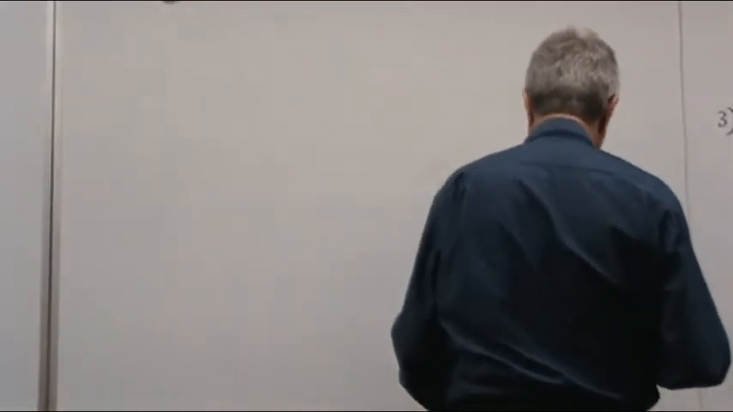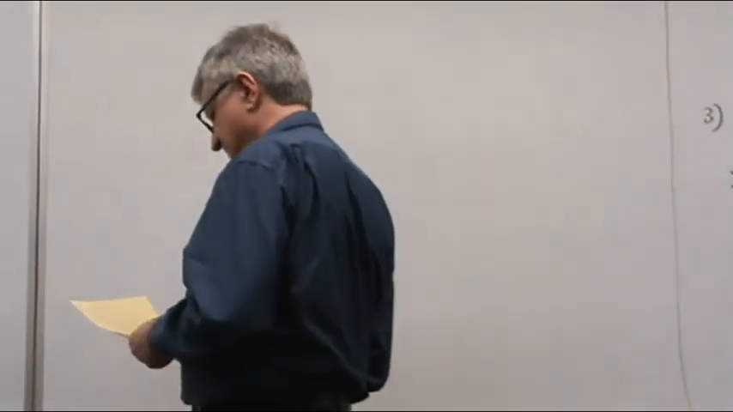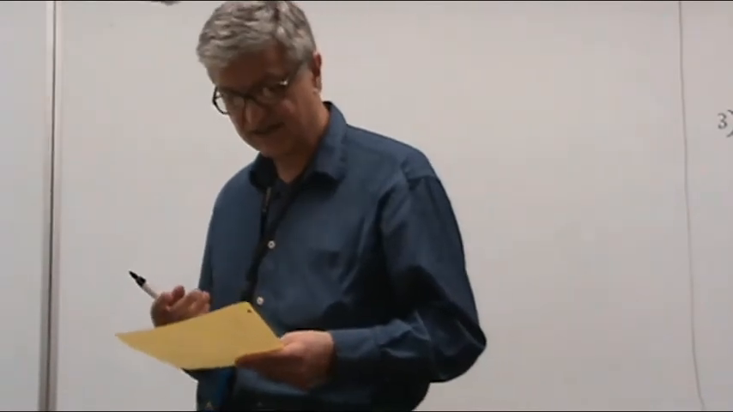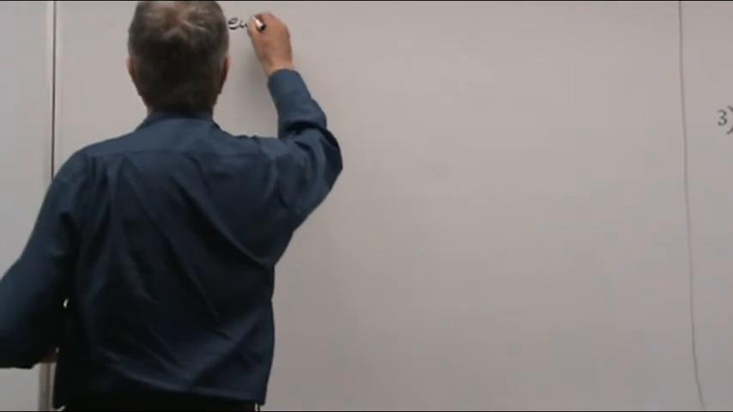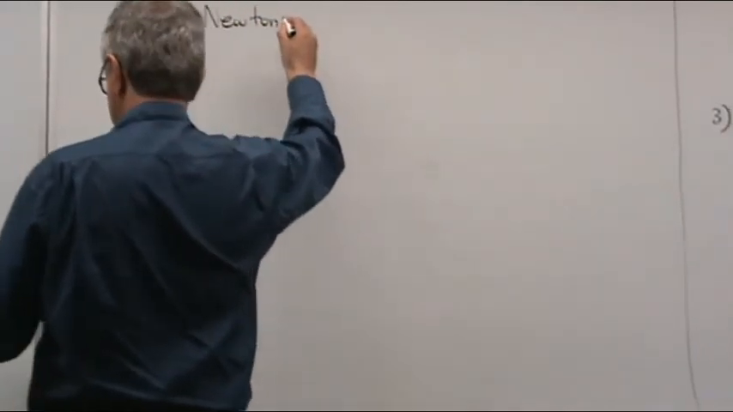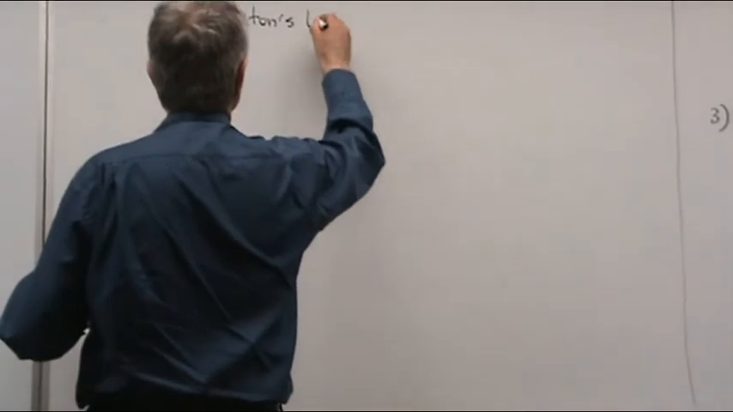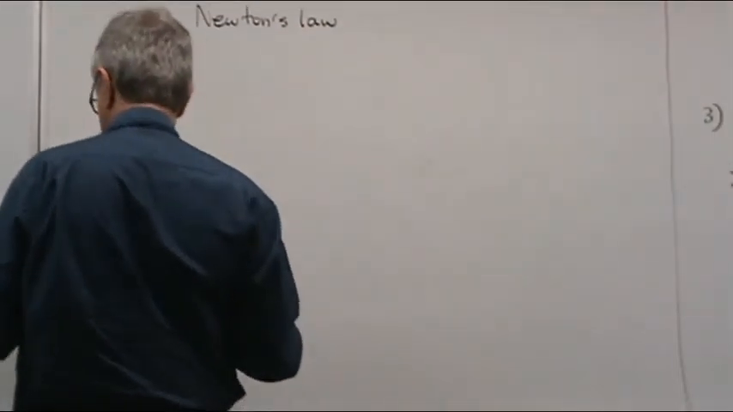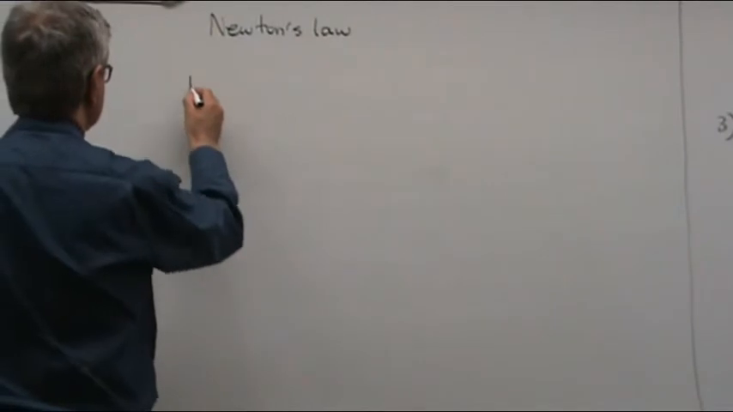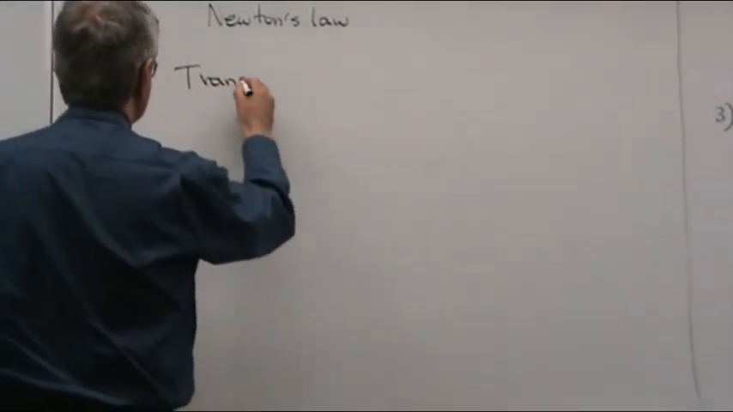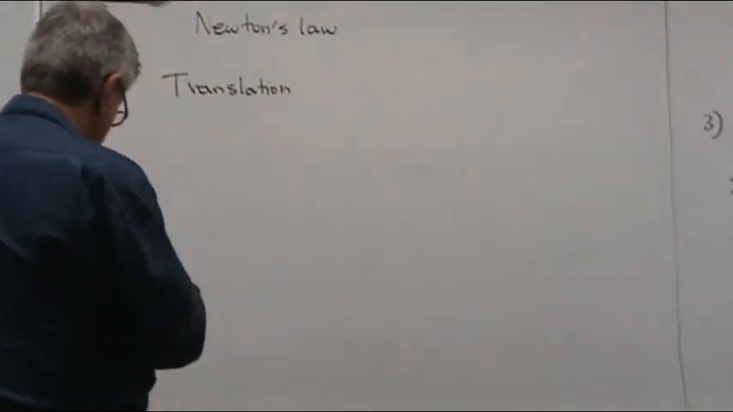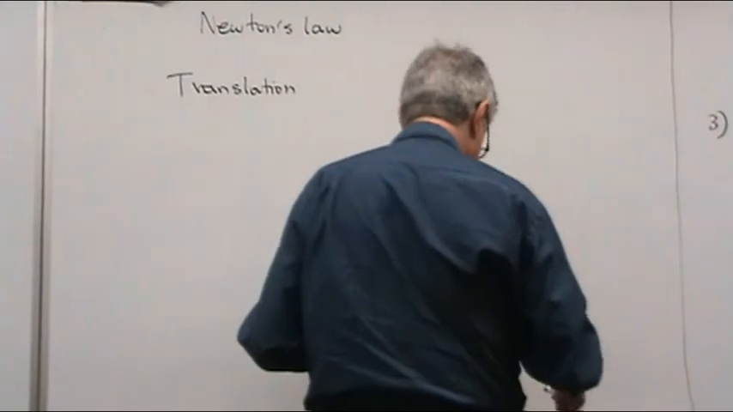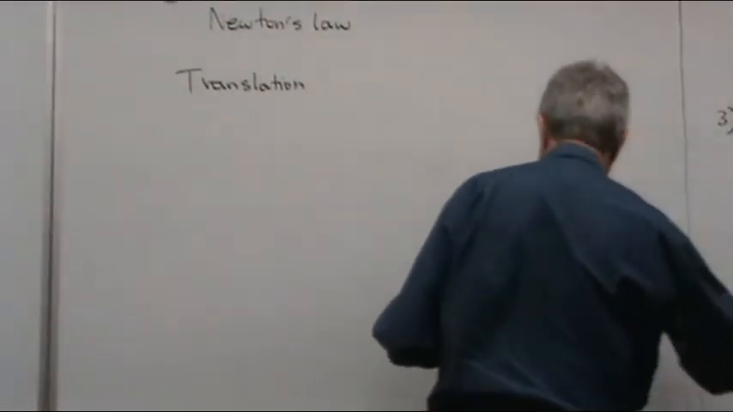There are two versions or two groups. One is for translation, the other is for rotation. Let's start with translation. We consider three-dimensional space.